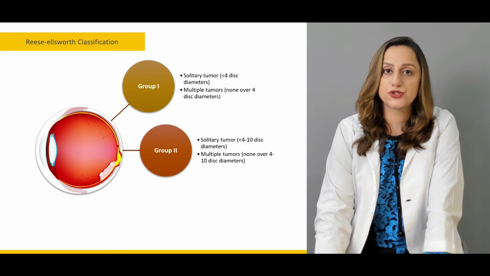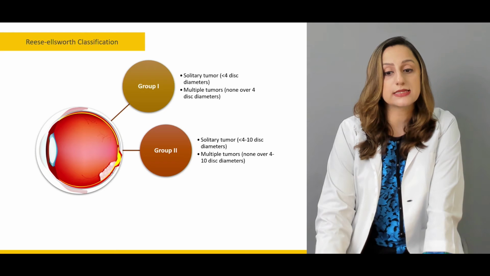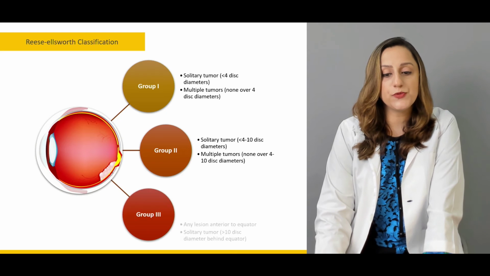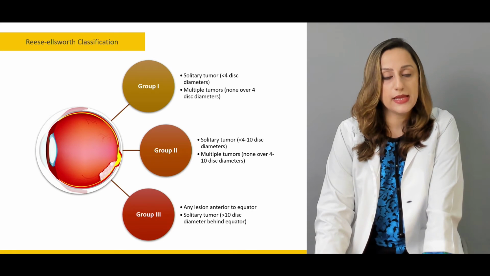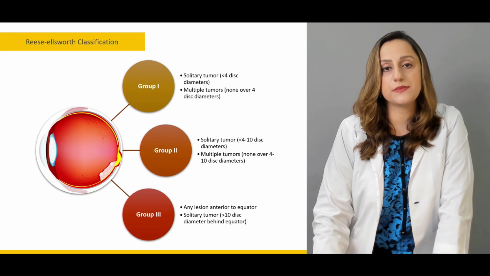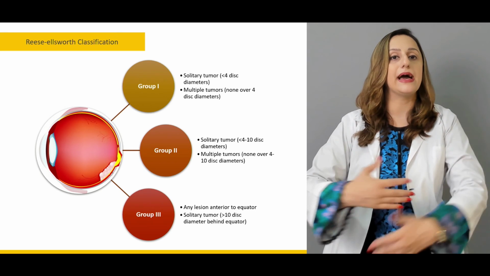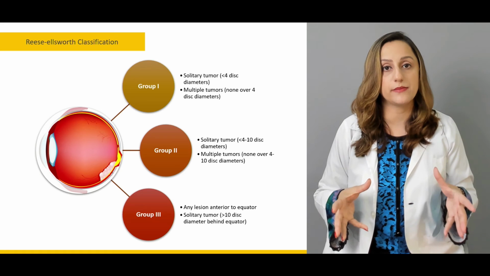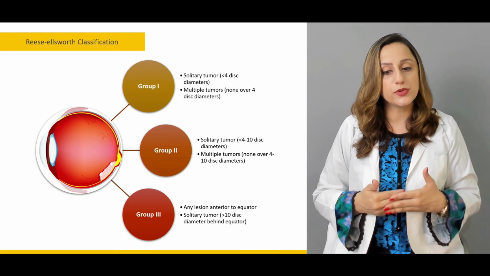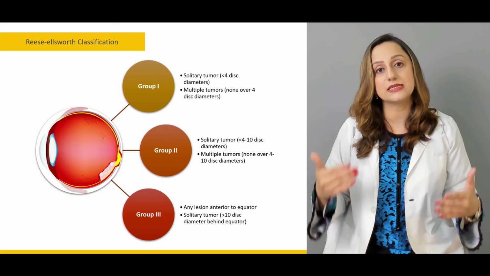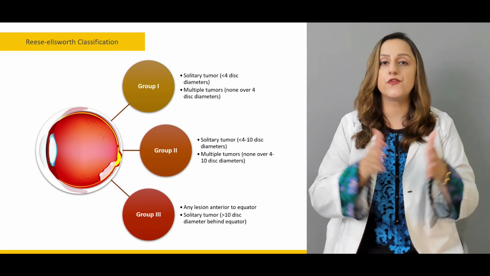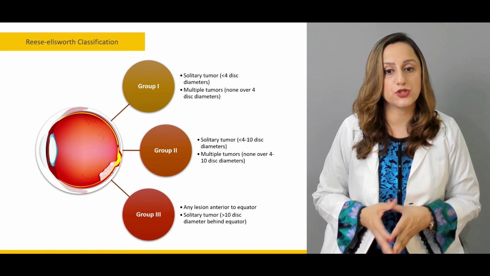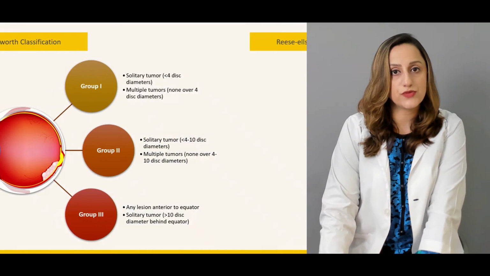In group 2, we have solitary tumors of 4 to 10 disc diameters, and if it is a multiple tumor, none over 4 to 10 disc diameters. In group 3, we have any lesion anterior to the equator, and solitary tumors sometimes more than 10 disc diameters behind the equator. The equator is the midpoint of the retina that we're talking about. So a solitary tumor in group 3 is more than 10 disc diameters behind the equator. It's furthermost away from the optic disc. So these are the first 3 groups.